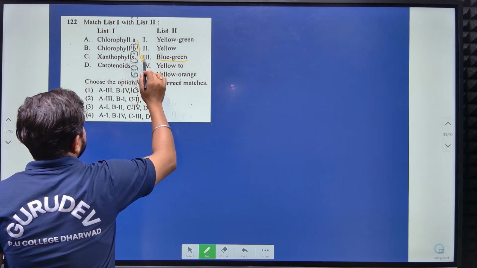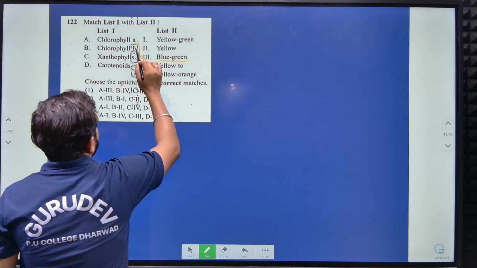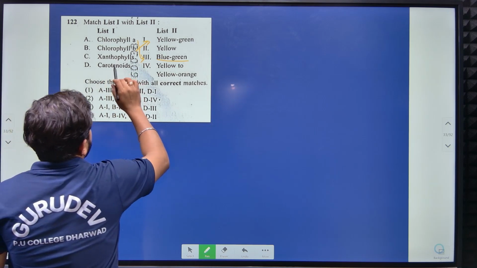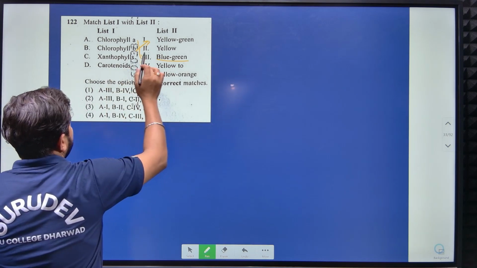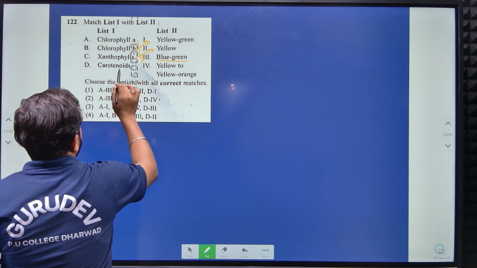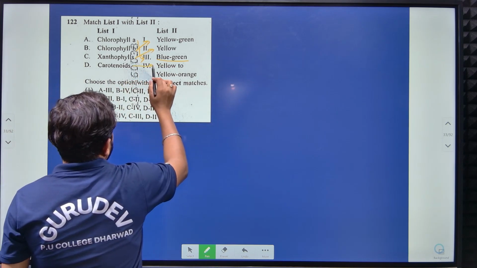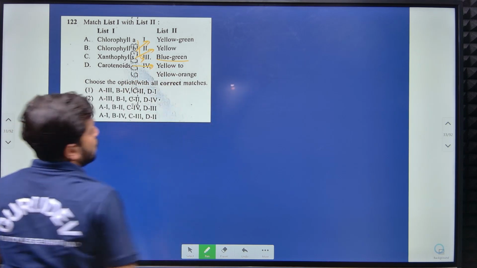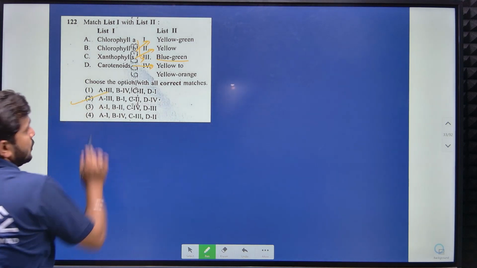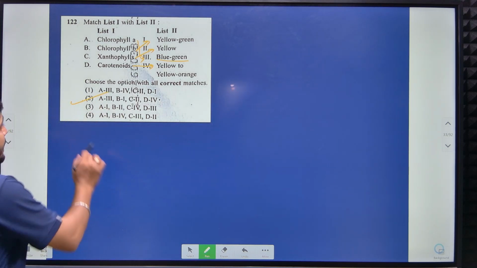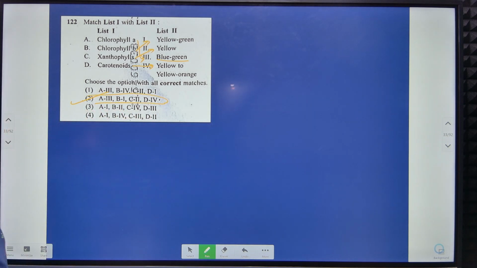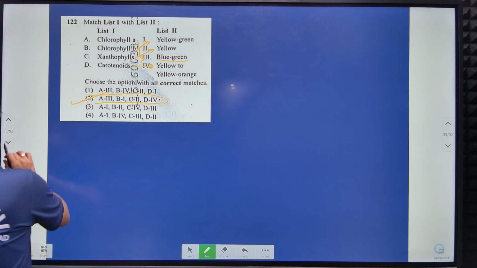Chlorophyll B, if I consider, is actually related with what? Yellow green color, right? Then xanthophyll is actually the yellow color, right? And lastly, carotenoid is related with what? Yellow to yellow orange color, right? So here option 2 is correct. Match the following, so here option 2 is correct regarding this.